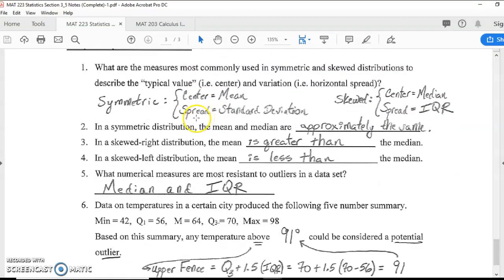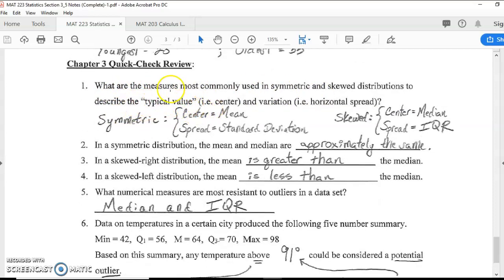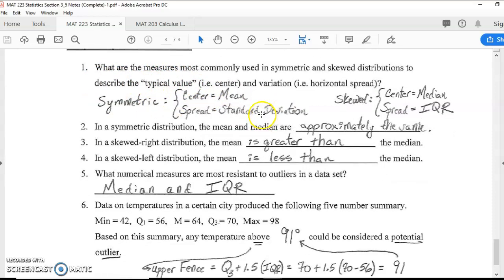There's a chapter 3 quick review. I'll let you go through that and I'll read it real quick, but just make sure this is a quick check. It's not a full thorough review of chapter 3, but you should actually review your notes very carefully when reviewing for chapter 3. So what are the measures most commonly used in symmetric and skewed distributions? Remember, for symmetric, we want to use the mean to represent the center or the typical value, and we want to use the standard deviation to represent the spread.